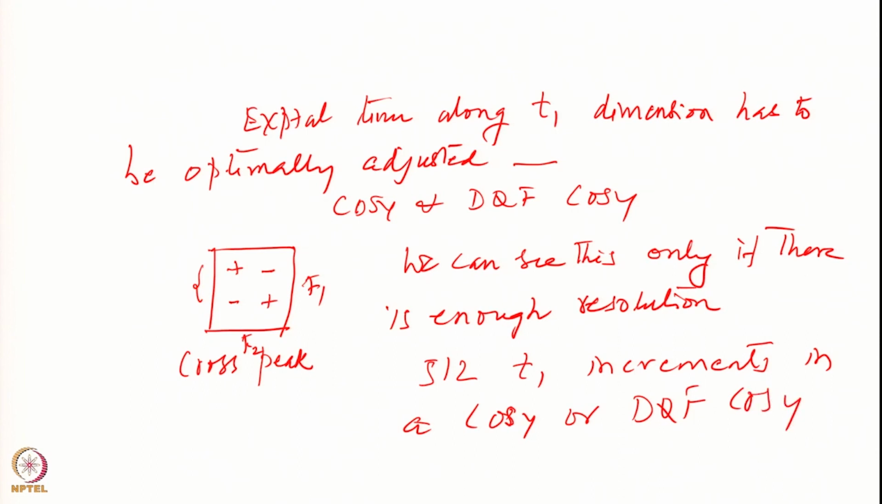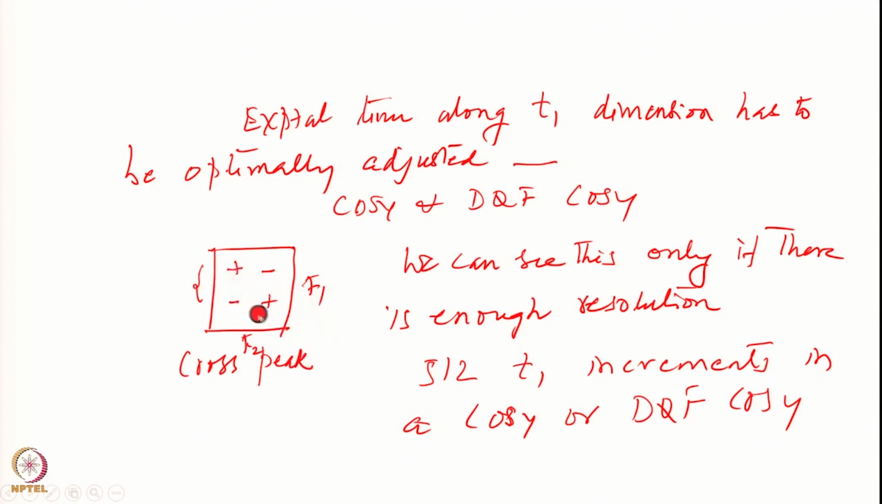So, what is the consequence? If there is not enough resolution, what will happen? Okay, if there is not enough resolution, then these positive and the negative components come too close and they cancel their intensities. Therefore, overall your signal to noise ratio in the cross peak will get reduced.